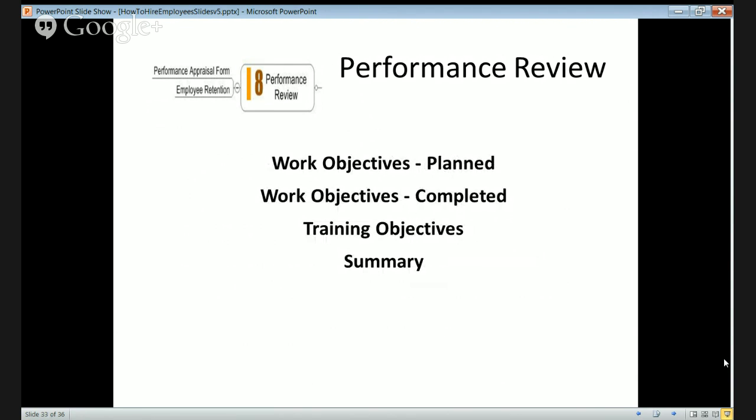In your performance review, you're going to ensure that you have some work objectives that are planned, that have been completed, and your training objectives. And at that time, you might also prepare what the objectives will be for the upcoming review period. So your performance review will include all of these key steps.